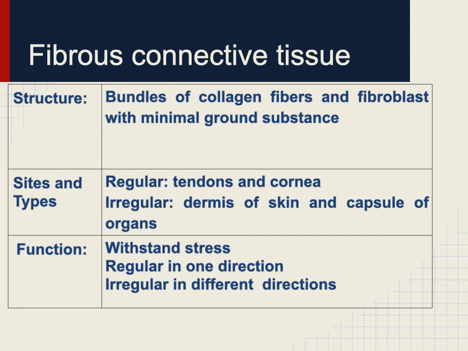The last type is called fibrous connective tissue. White fibrous connective tissue is formed of bundles of collagen fibers and fibroblasts with minimal ground substance. There are two types of fibrous connective tissue: regular with parallel fibers and irregular with irregularly arranged collagen bundles with fibroblasts in between. The regular type is present in the tendons and the cornea, and the irregular type is present in the dermis of the skin and the capsule of the organ. The regular type can withstand stress in one direction, and the irregular type can withstand stretch in different directions.